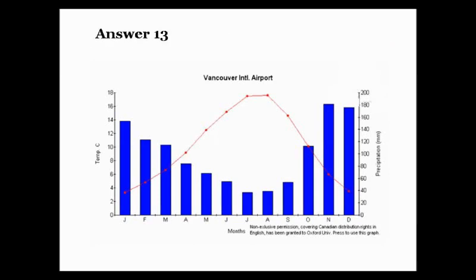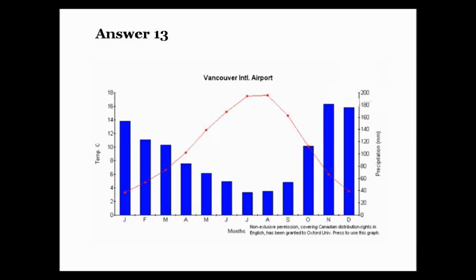The graph shows information about the temperature and precipitation at Vancouver International Airport from January to December. To begin with, we can see that the temperature fluctuated throughout the period. According to the graph, it increased from 3 degrees in January and reached the highest point at 18 degrees in August. Last but not least, after that the temperature decreased dramatically to 4 degrees in December.